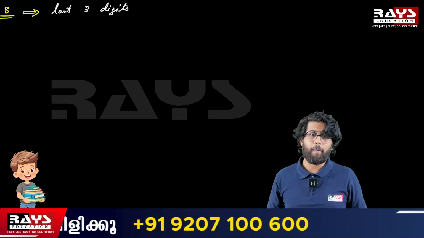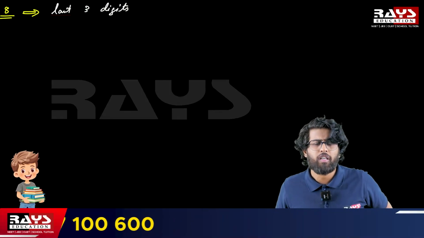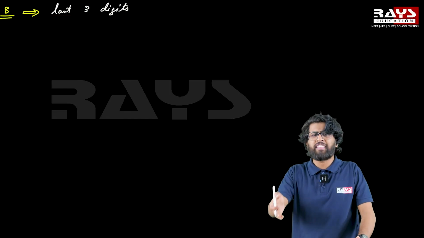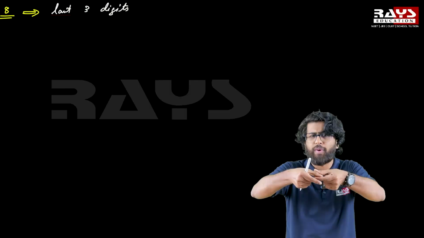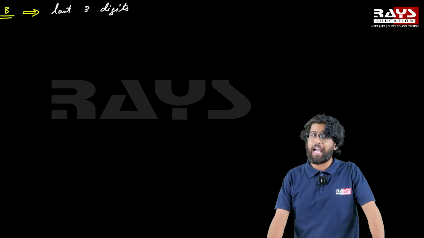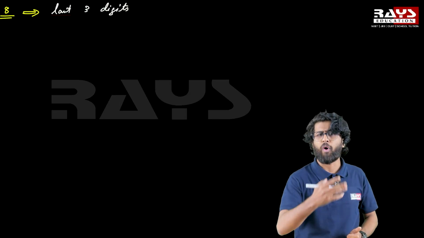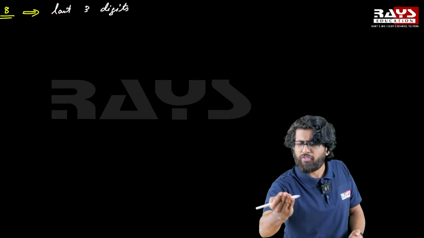Some students might think that, sir, 8 is obviously 4 times 2. So why can't we check the divisibility rule of 4 and divisibility of 2, and if both are satisfied, it also satisfies the divisibility rule of 8? No, it doesn't work like that, my dears. Then why do we want to check the divisibility rule of 4? 4 is nothing but 2 squared. So why do we need a divisibility rule of 4, guys?